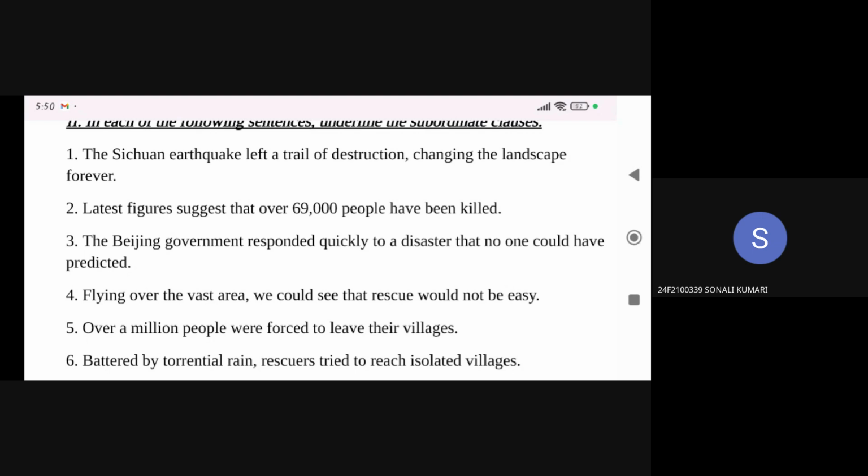So the third one, can you try? Then the Beijing government responded quickly to a disaster that no one could have predicted.